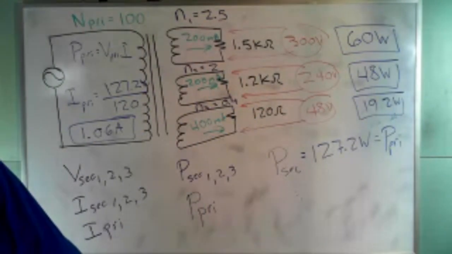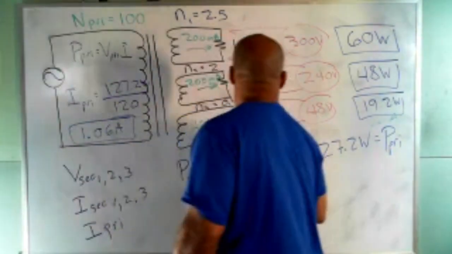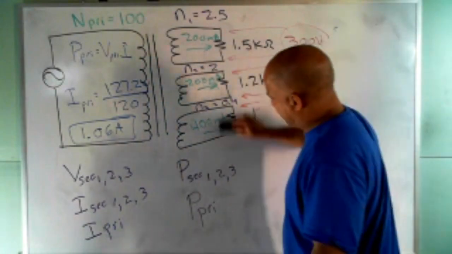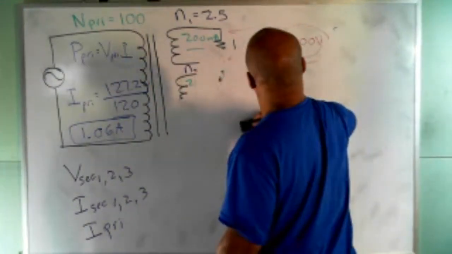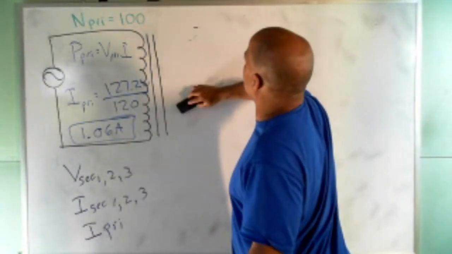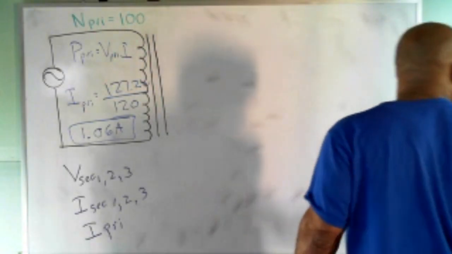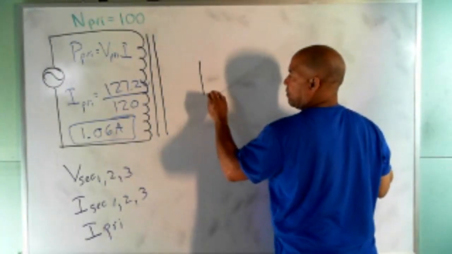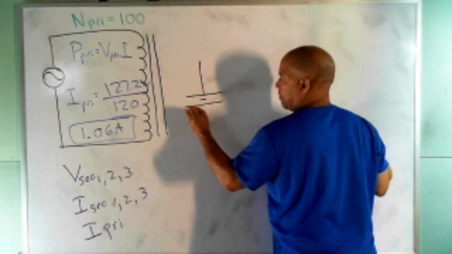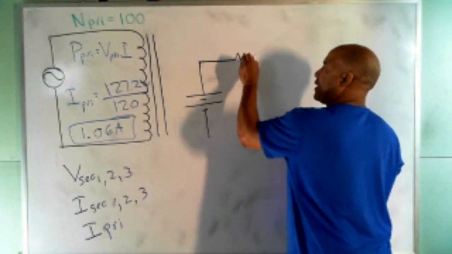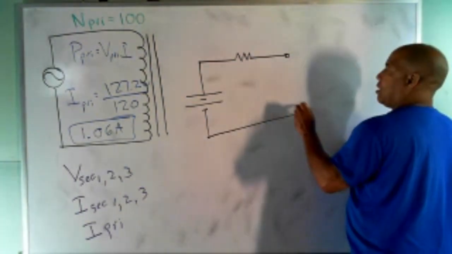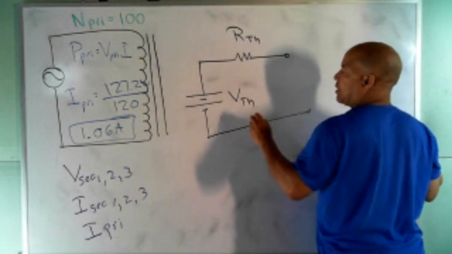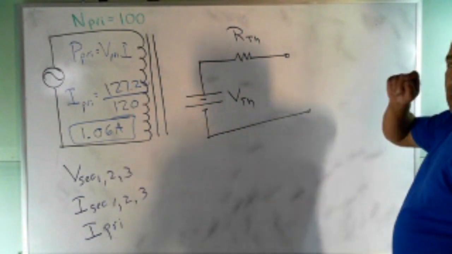You guys remember in DC when we Thevenized? Remember the Thevenin circuit? So Thevenin's theorem said that you can take basically any circuit, and you can represent it as a circuit that has two components: a resistor called the Thevenin resistance, and a voltage source called the Thevenin voltage. That's what we learned in DC.